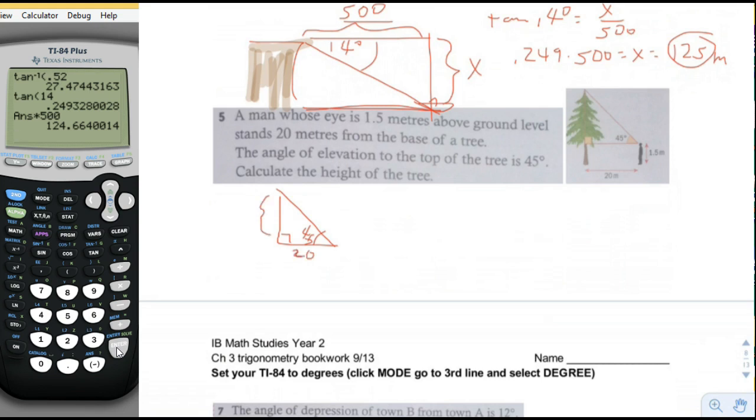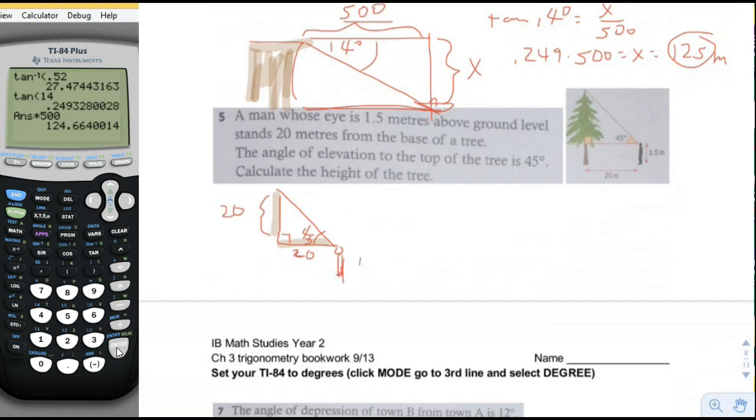Well, remember, a 45, 45, 90 triangle has two equal sides right there. So if the bottom was 20, guess what? The vertical one's 20 also. Then you just need to consider, hey, I have the guy standing here. And this should remind you of the investigation when Kadal said, hey, we need to think about the fact that we are not lying on the ground to do this, right? So how would you correct for that?